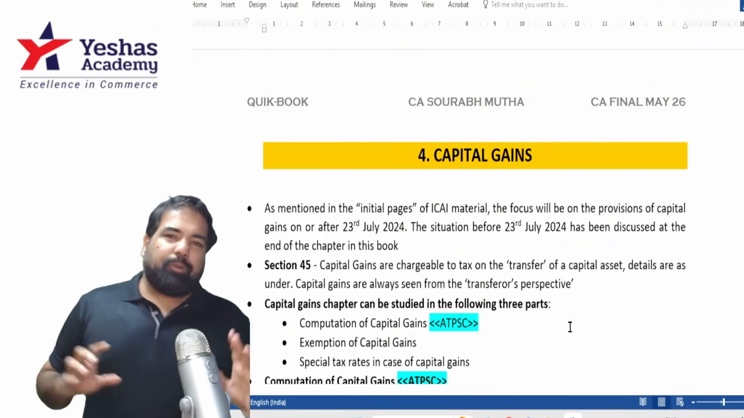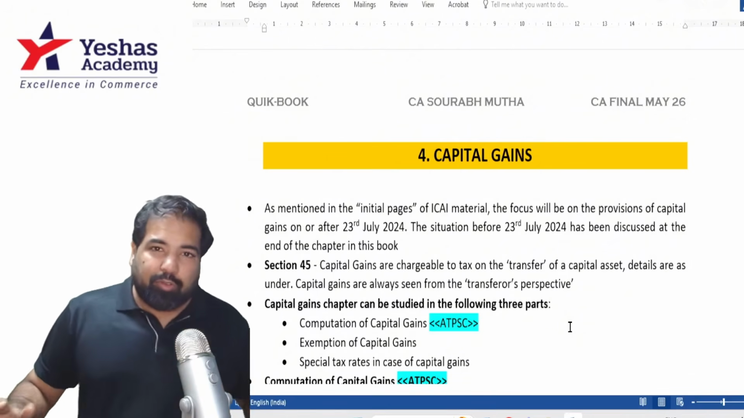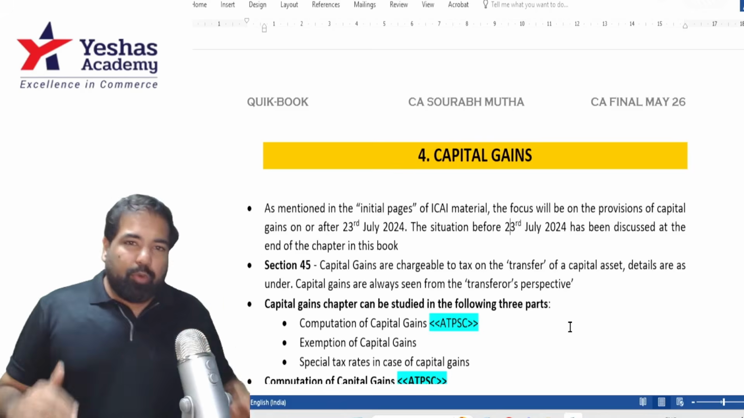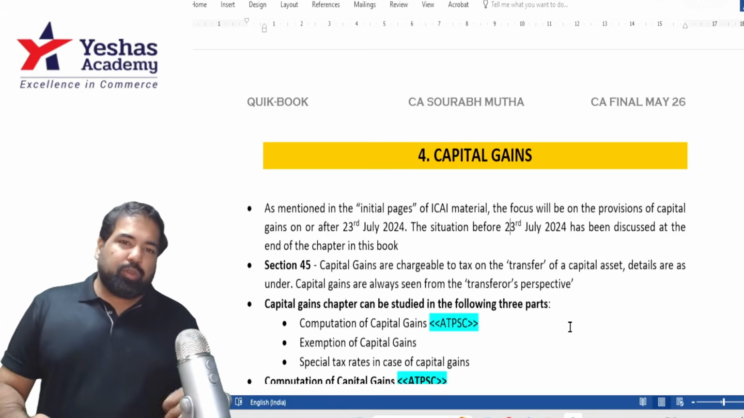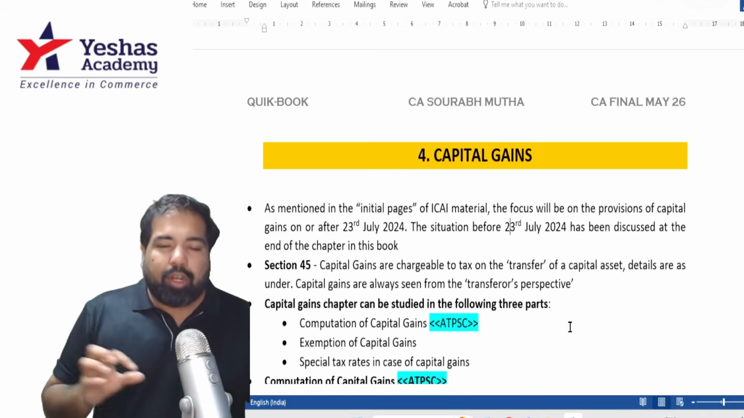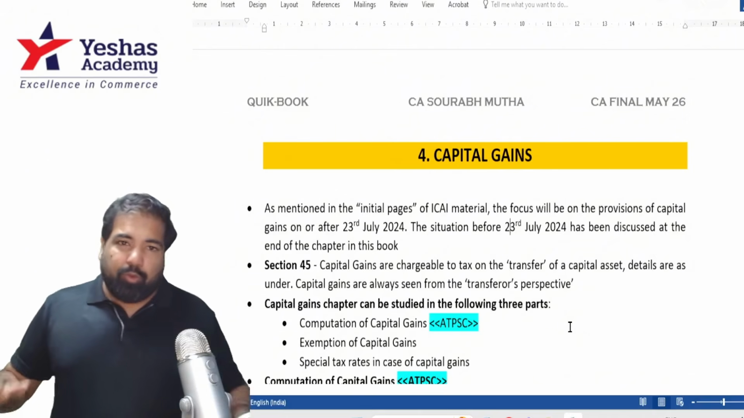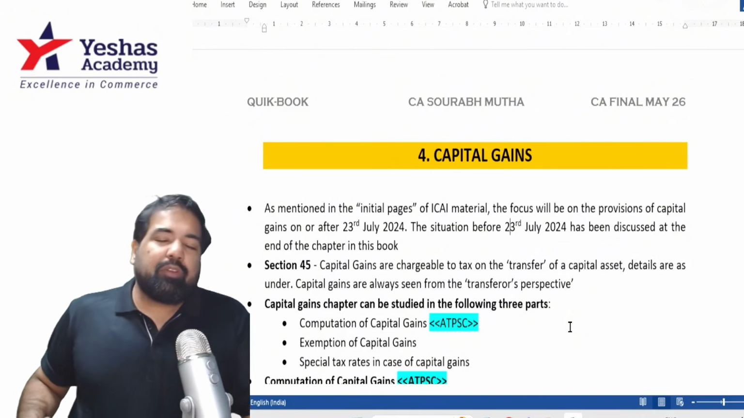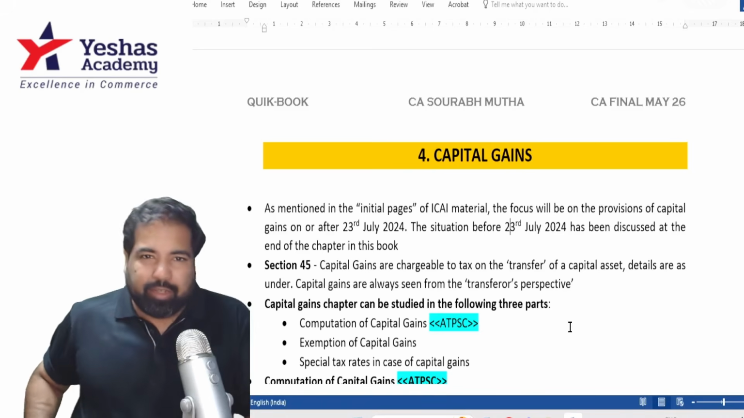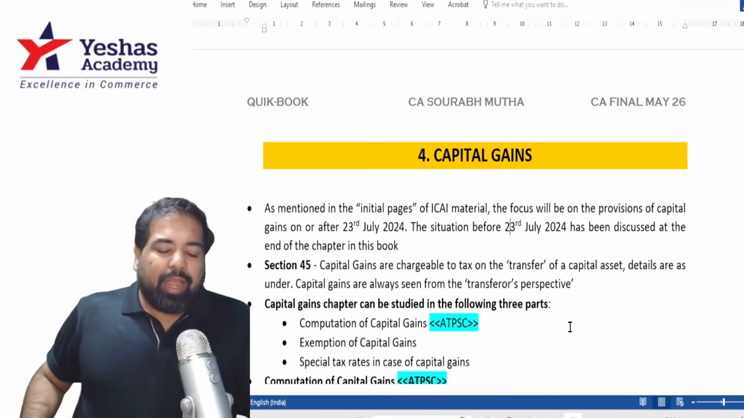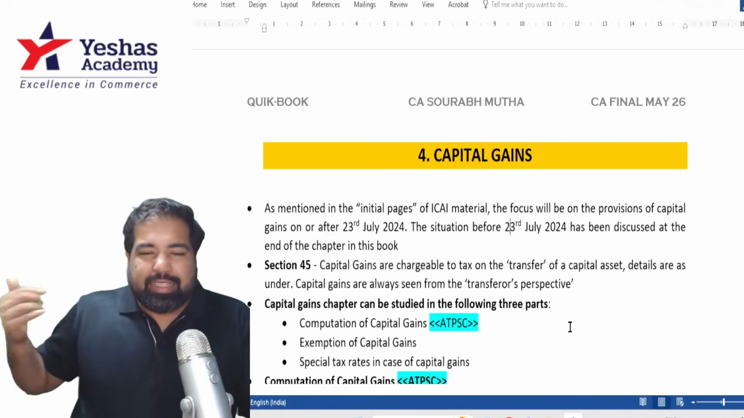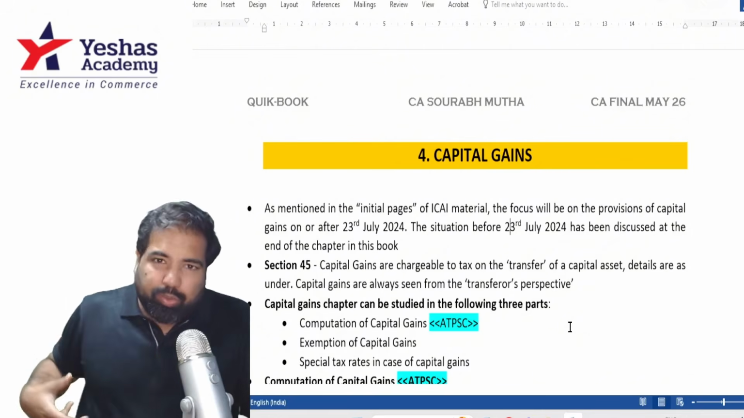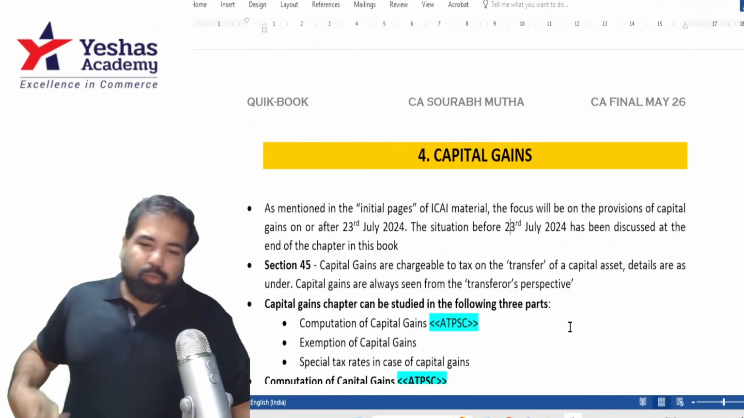Now, before we start this chapter, let me tell you something that ICAI has told all of us in the initial pages, that we will focus on those transactions or those capital gains that are happening on or after 23rd July 2024. What is ICAI trying to tell us in that? They are trying to tell us that indexation benefit will be very, very limited, only given in certain cases, which I'll tell you, of course, in this video. And they're also telling us that the new rates will be applicable, which I will also talk about in this one video.